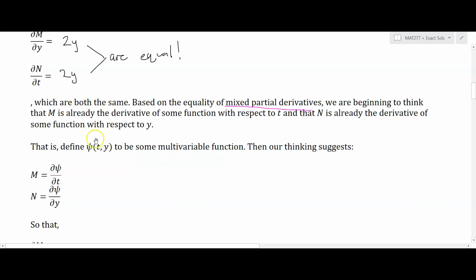So we're arguing here that if these two are equal, then maybe they're the mixed partial derivatives of some function called psi. That is, we said m is already the derivative of some function with respect to t. So there's some function, its derivative with respect to t. And that n is already the derivative of that same function with respect to y. So n is the derivative of psi with respect to y.